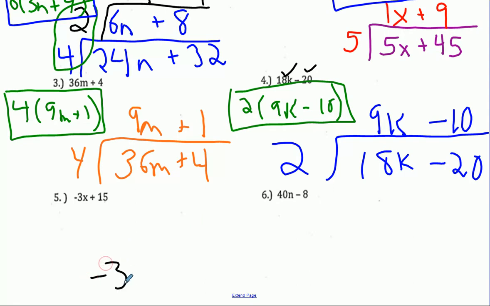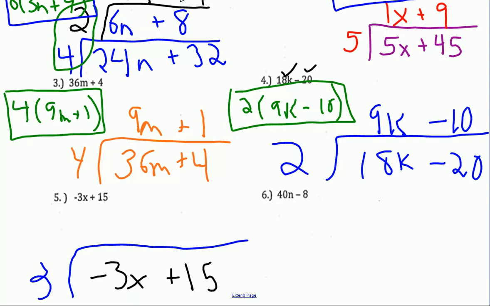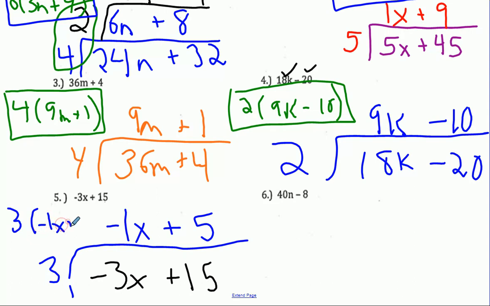Next, negative 3x plus 15. This is a little tricky because of the negative sign. I may want to divide out the negative sign just to make what's inside the parentheses positive. It's up to you how you did it. Let's try that again. I was just going to write a 3 on the outside. I'm going to divide by 3. That's a little better. I would get negative 1x plus 5 on the inside, with the final answer being 3 parentheses negative 1x plus 5, which would work.